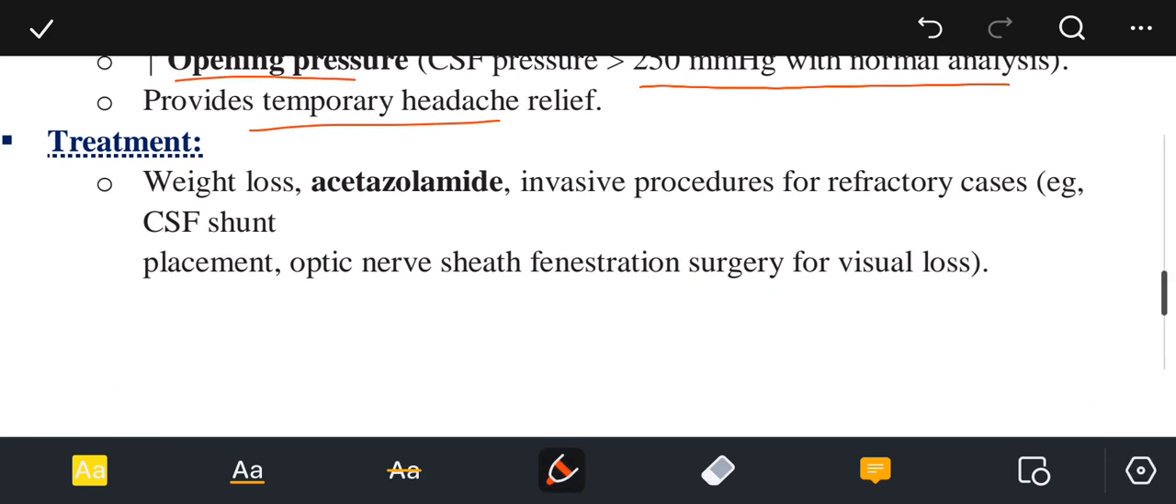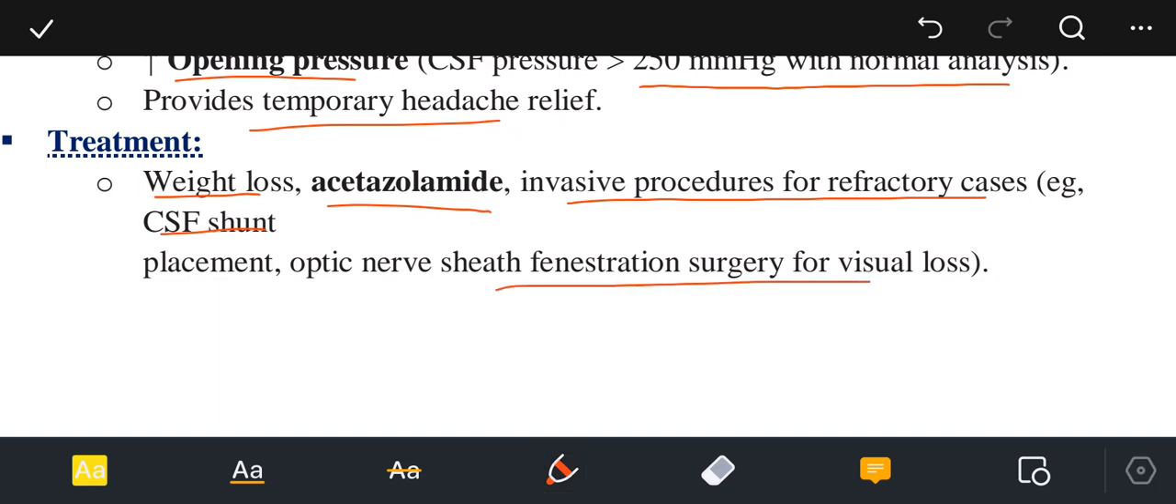Treatment of pseudotumor cerebri is weight loss, acetazolamide, and invasive procedures for the refractory cases, for example, CSF shunt placement, and optic nerve sheath fenestration surgery for the visual loss.